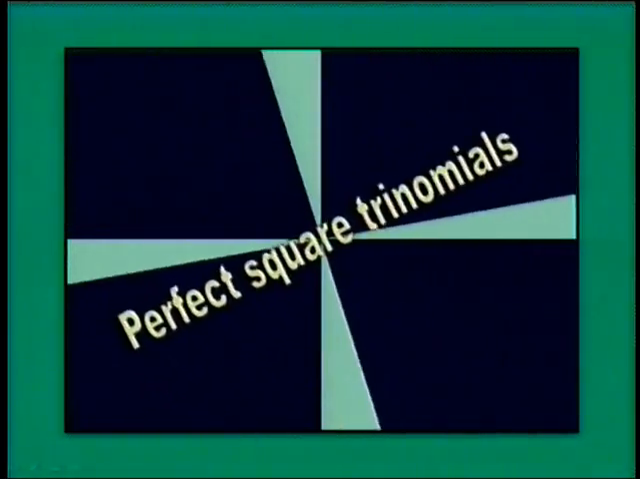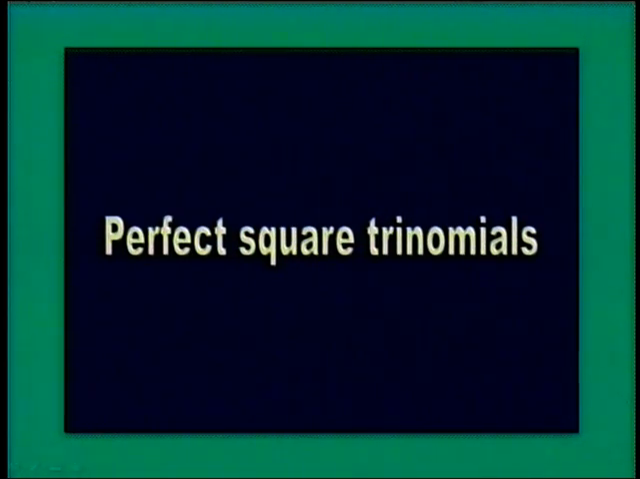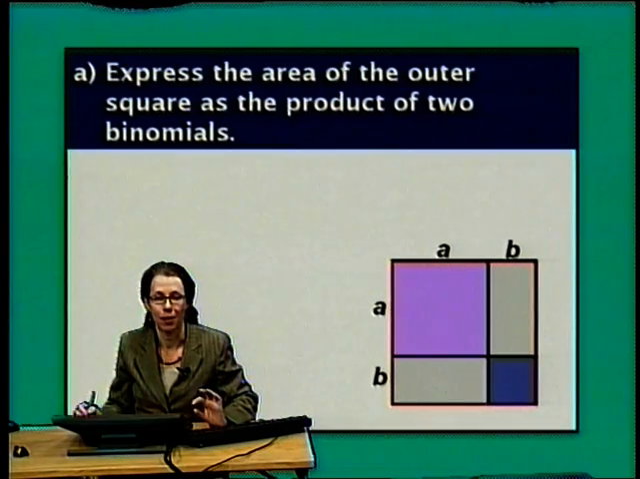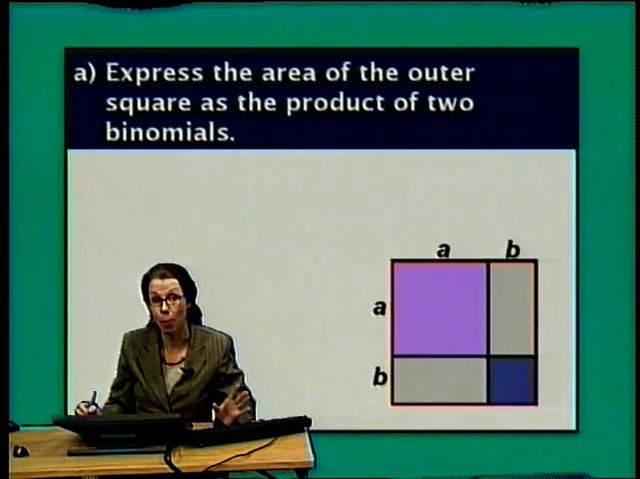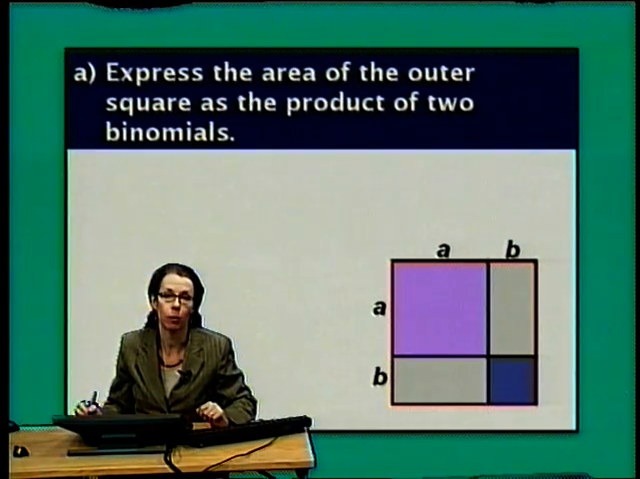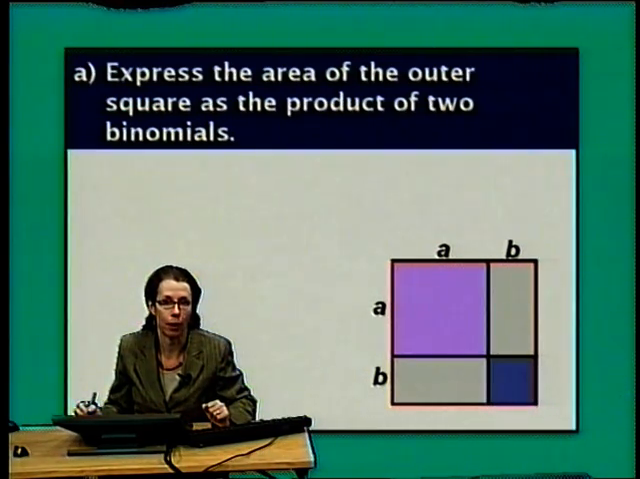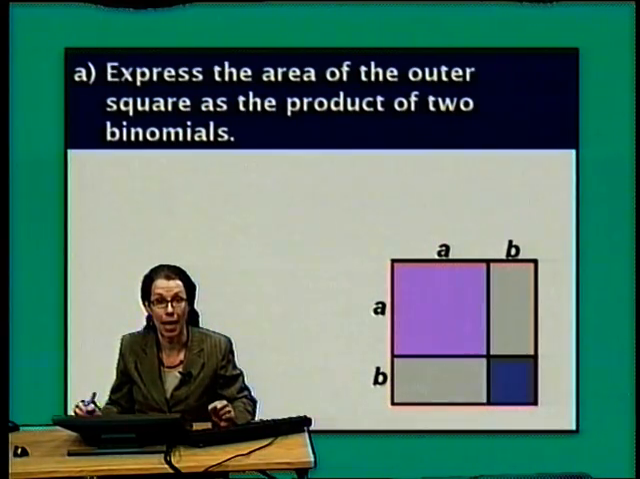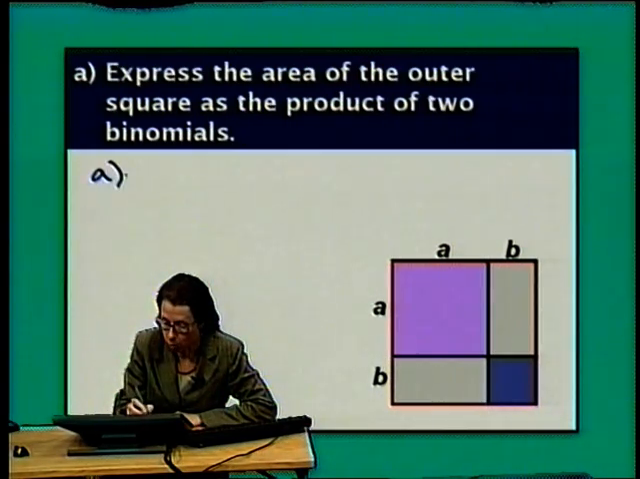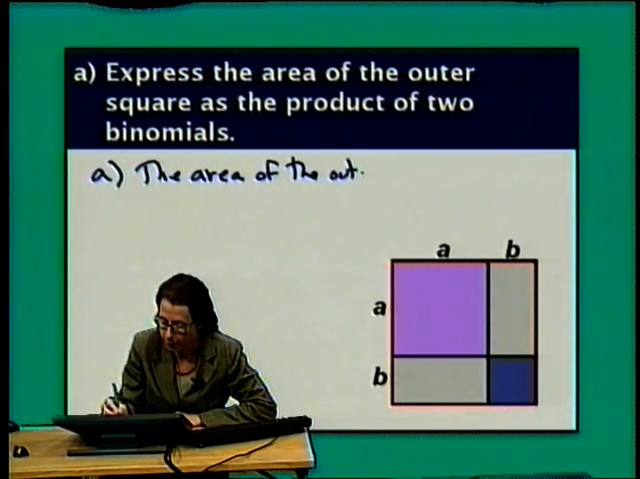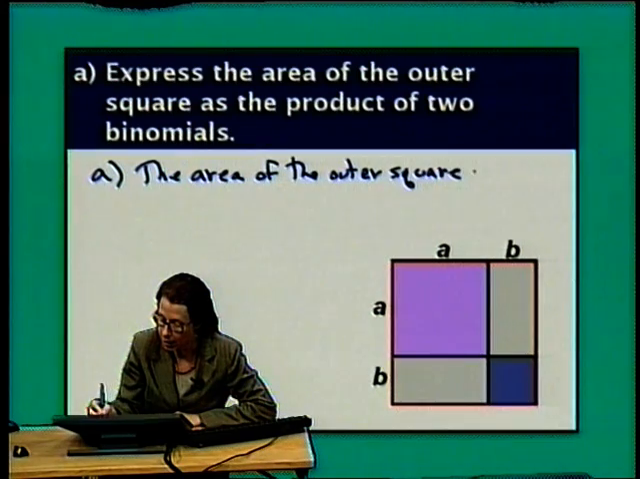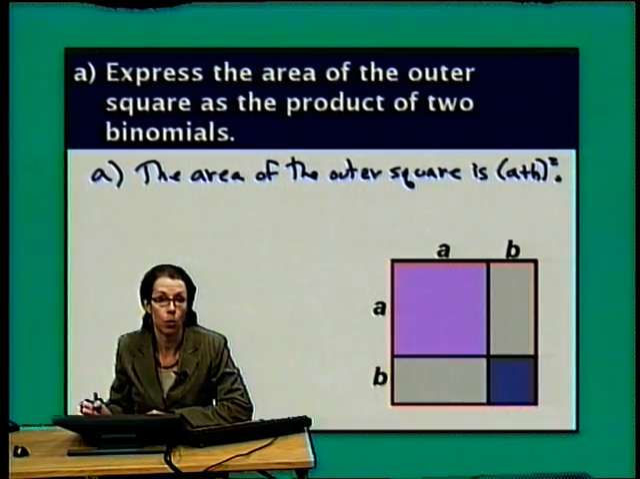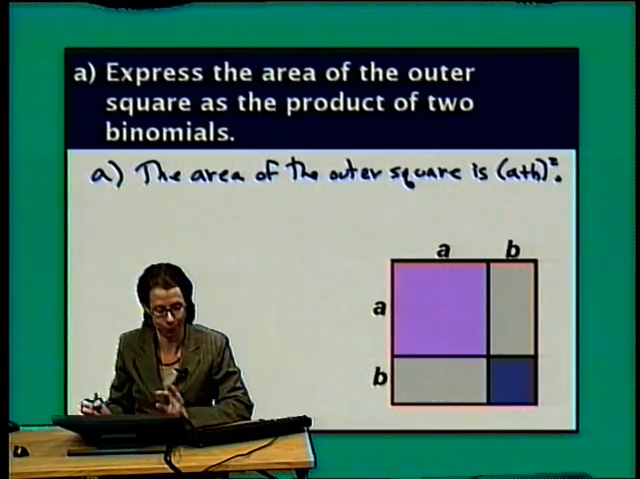I'm going to finish off this part of the lesson by talking about perfect square trinomials. We're going to do exactly the same thing with this problem as we did in the first couple of examples in this lesson. First thing we're going to do is express the area of the outer square as the product of two binomials. Well, now we have a square. The side of the square is a plus b. So the area of the outer square is a plus b quantity squared. The area of a square is just its side squared.